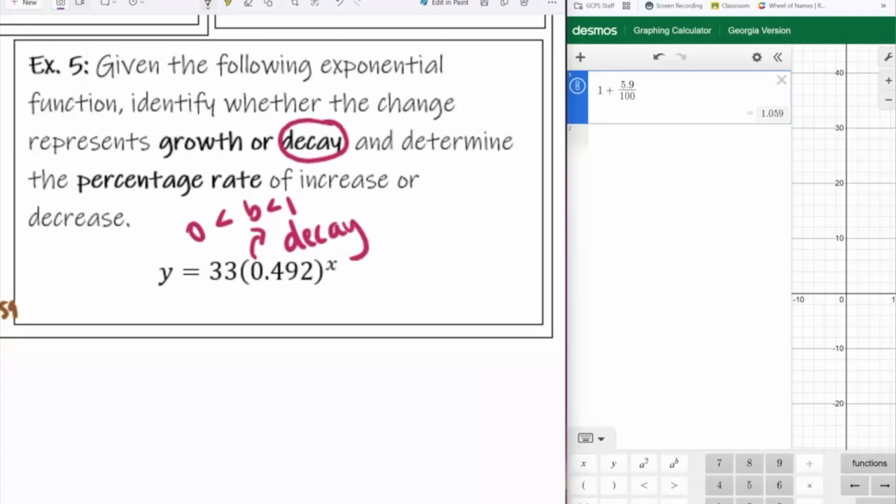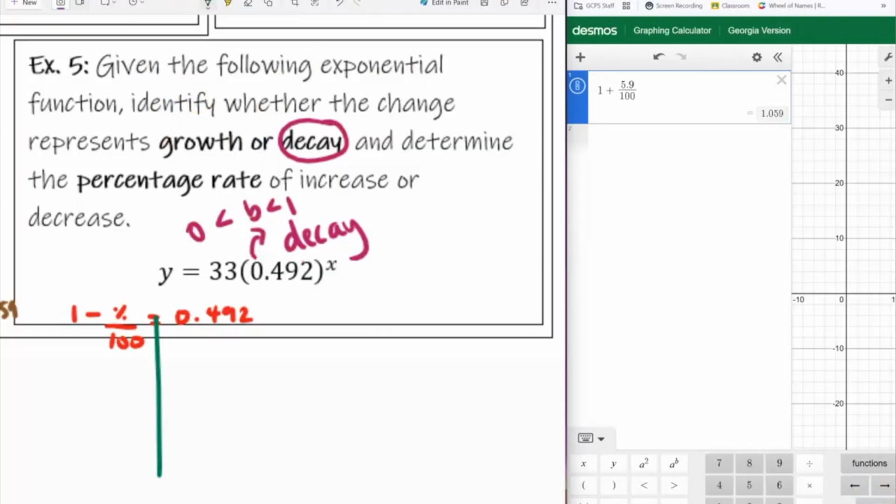All right, so once again, this time it's decay. Well, what is my function for decay normally? My B, right? Because I don't care what A is, just B, because I'm trying to find this as a percent. So it's going to be 1 minus, because it's decay, whatever the percent is divided by 100, and that's going to equal what is in the B factor right now, which is 0.492.